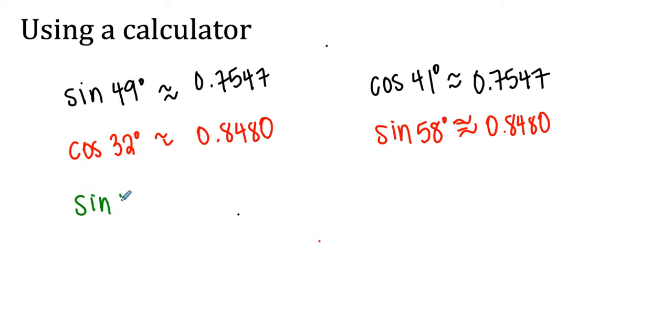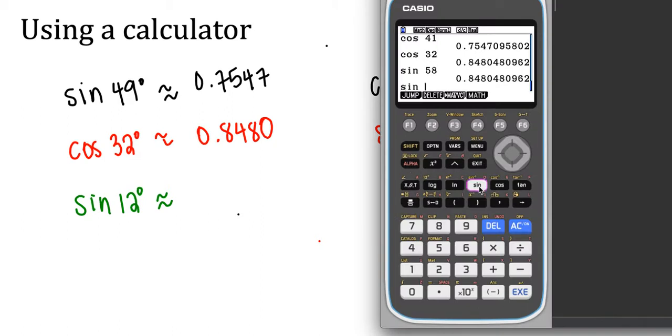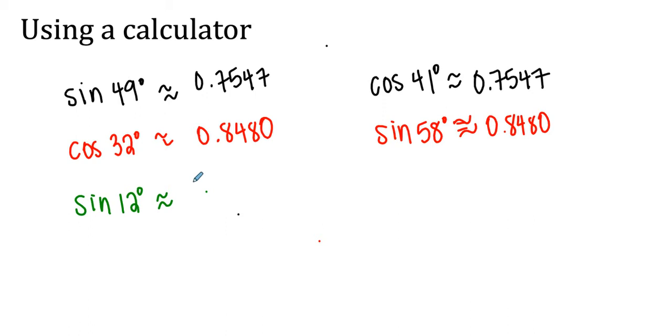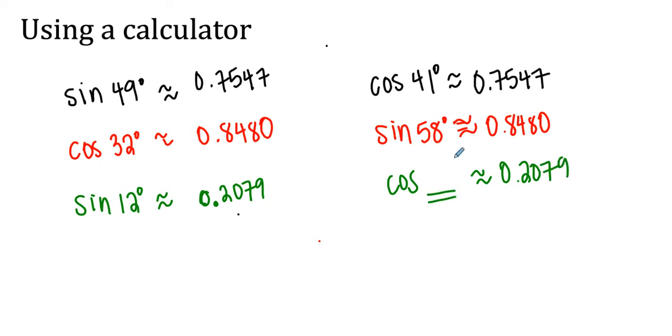The sine of 12 degrees. Let's go over to the calculator and put that in. Sine of 12 degrees. Enter. 0.2079. Now, if I want the cosine of an angle to be approximately 0.2079, what will this angle need to be? Can you tell? Can you see the relationship? Let's use a highlighter and see if we can figure that out.